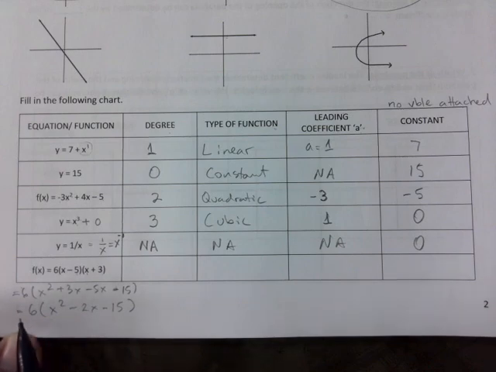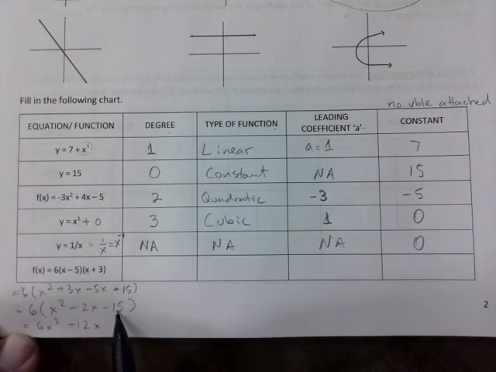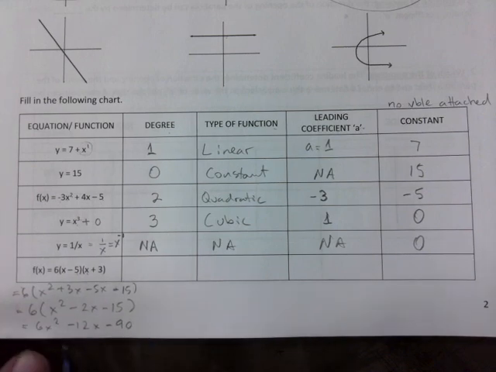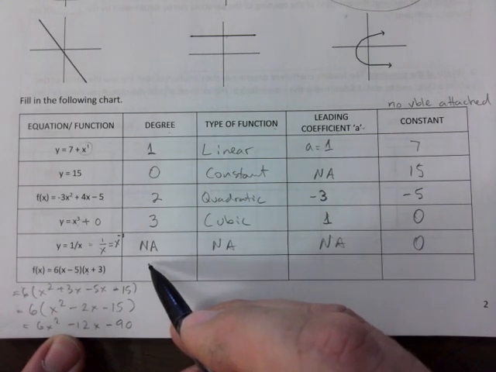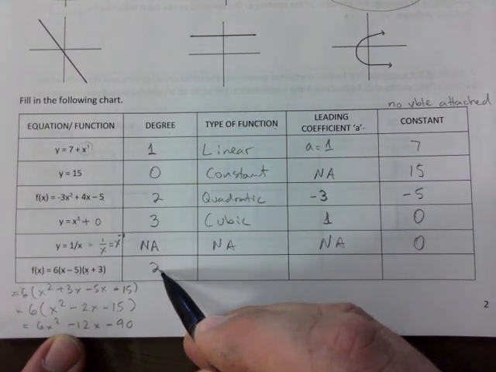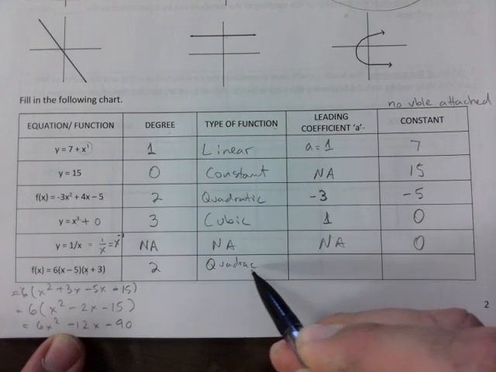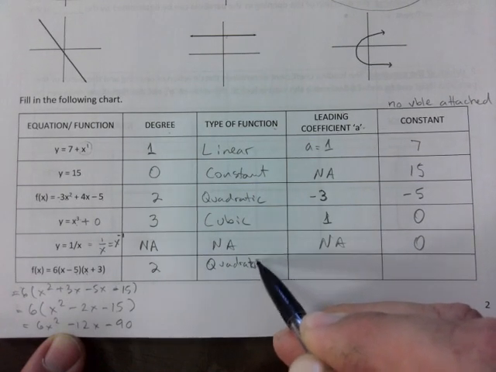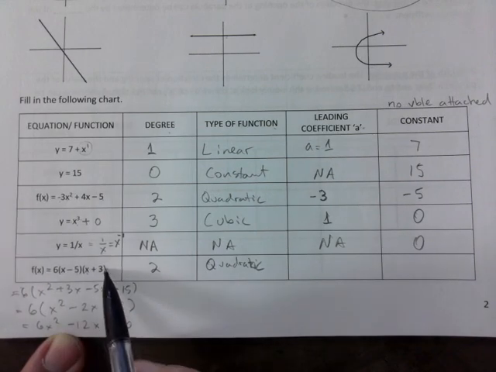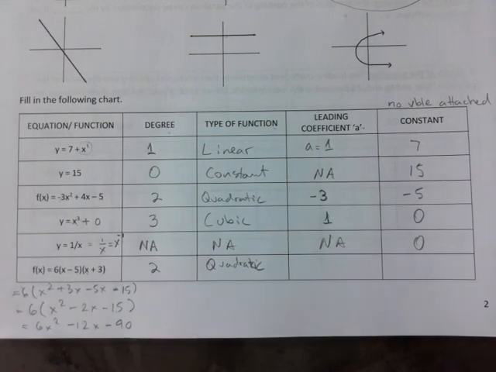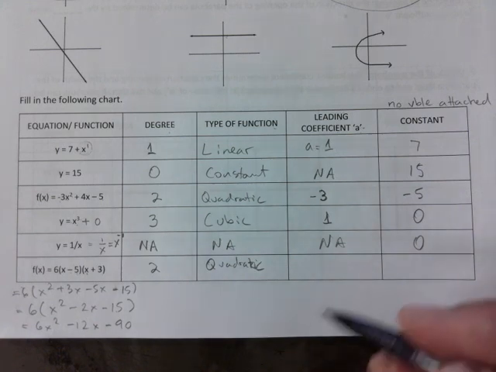And then you multiply this out, right? 6 times x squared, that's 6x squared. 6 times -2x is -12x. 6 times -15 is -90. So once you have it like that, you can say the degree is 2. Type of function: quadratic. If you have two brackets like that with x in either bracket, you're guaranteed it's a quadratic.